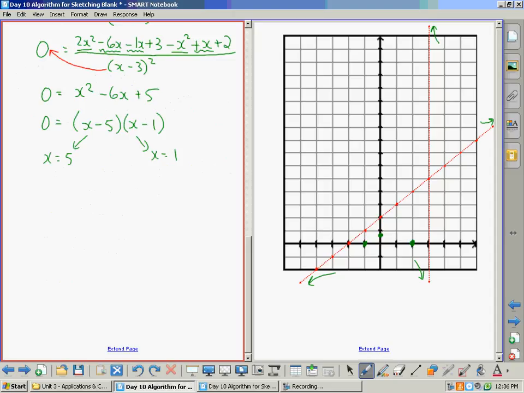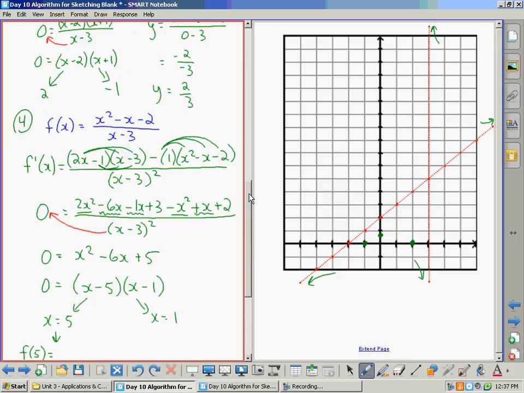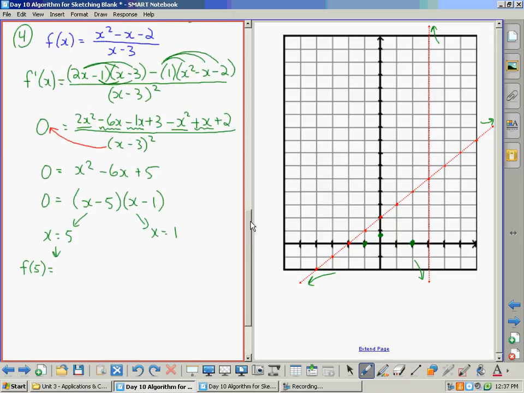Each of those is just the x coordinate. We need the actual y coordinate. So for each of these, we're going to sub them in. So there is f at 5. We'll sub it back into the original, which remember is our blue one. So I'll just make sure I can see the blue there. And it'll be 5 squared minus 5 minus 2, all over 5 minus 3. And if you double check that, I think it's 18 on the top and 2 on the bottom, but we get 9. So that means there's a critical point at 5, 9.